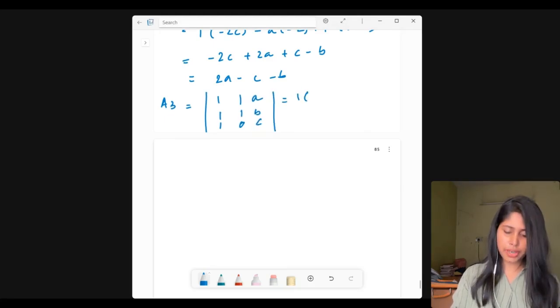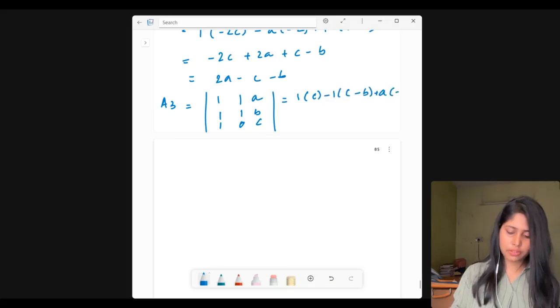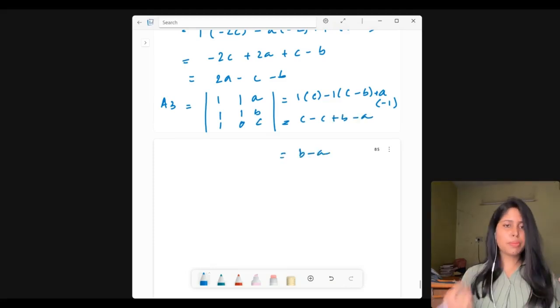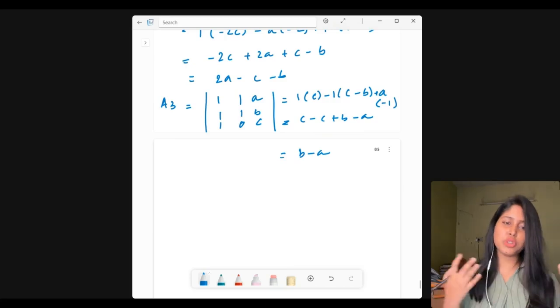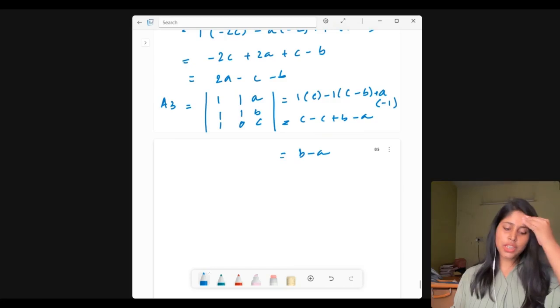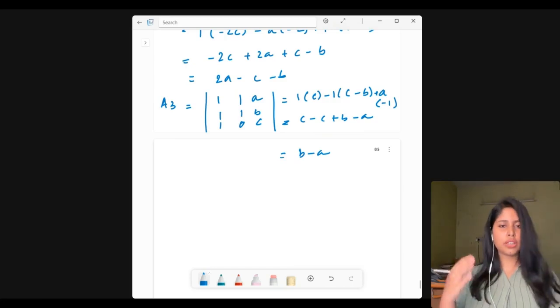1 into C minus 1 into C minus B plus A into minus 1. Okay, here there is no space. A into minus 1 is equals to what? C minus C plus B minus A. So basically answer is B minus A. So from here you definitely know that these are the values of R1, R2 and R3, but still you need to show how you get it.